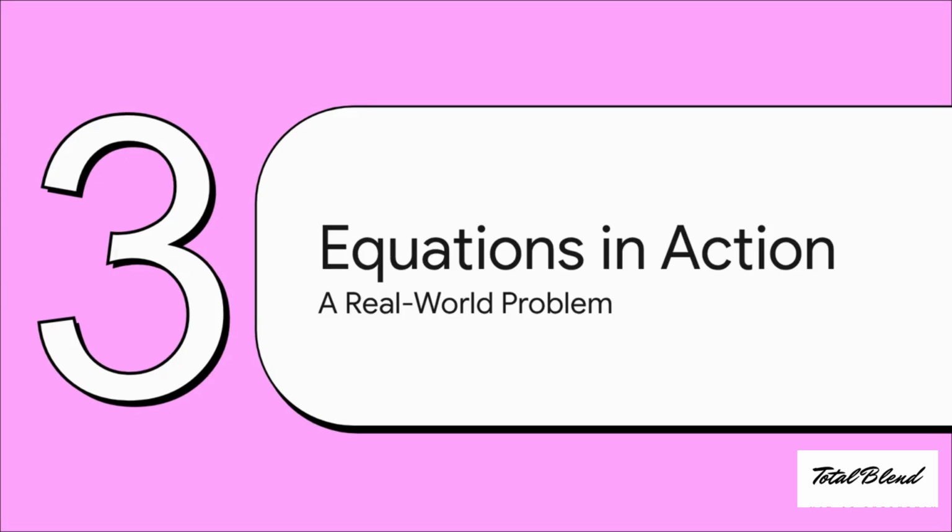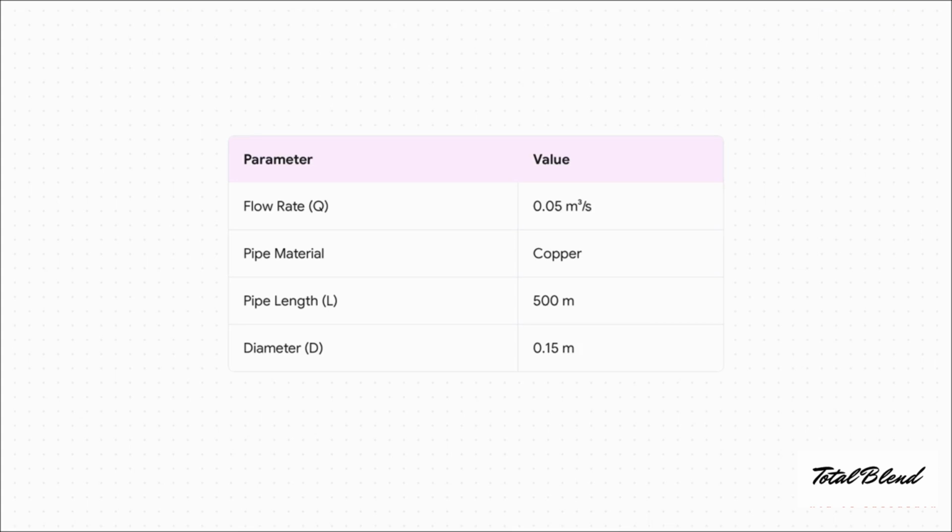Okay, enough talk. Theory is one thing, but how do these two actually stack up when the rubber meets the road? Let's run the numbers on a real-world problem and see the difference for ourselves. All right, so here's our setup. We've got a copper pipe, it's 500 meters long, and it's got a diameter of 150 millimeters. Our job is to push water through it at a flow rate of 0.05 cubic meters per second. So the big question is, how much pressure are we going to lose to friction along the way?